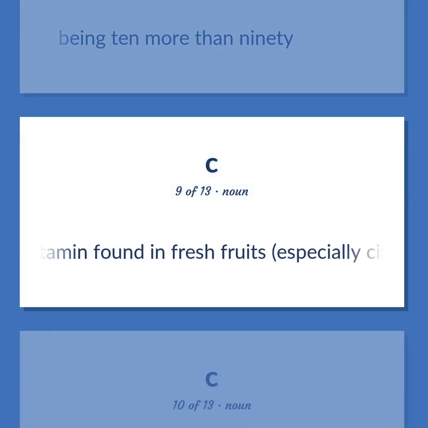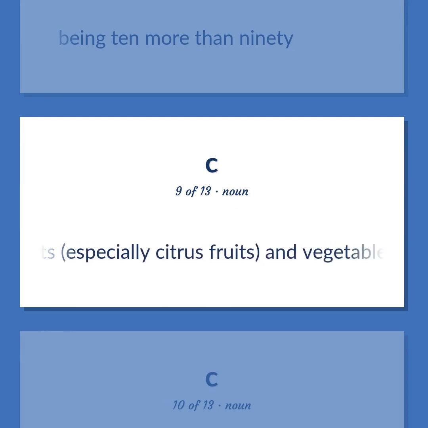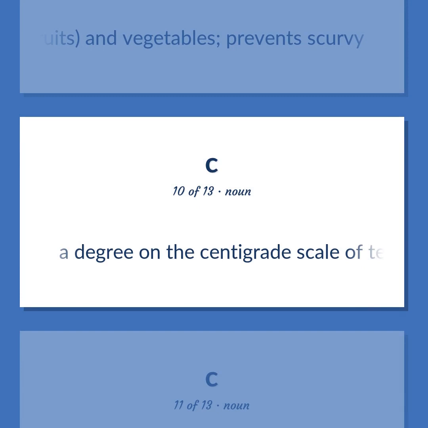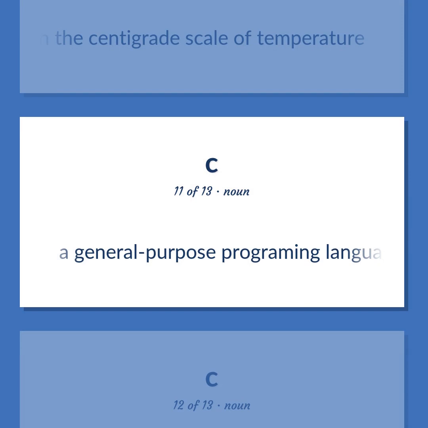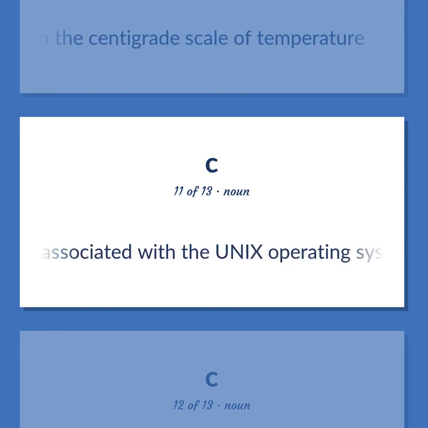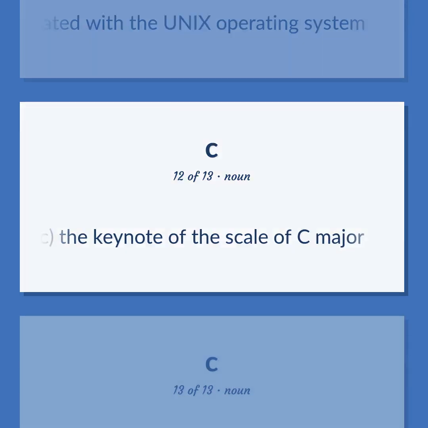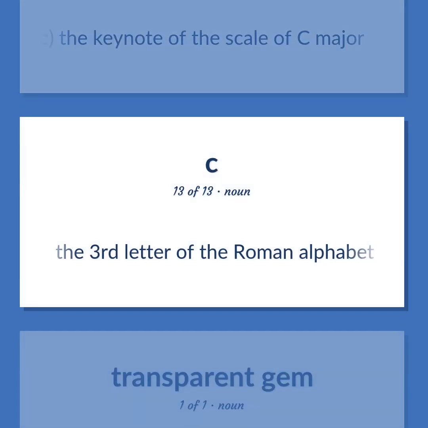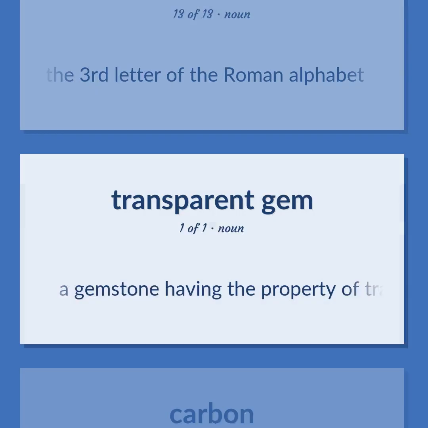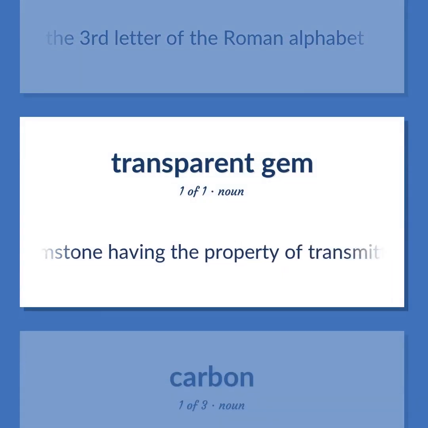A vitamin found in fresh fruits, especially citrus fruits and vegetables, prevents scurvy. A degree on the centigrade scale of temperature. A general-purpose programming language closely associated with the Unix operating system. Music. The keynote of the scale of C major. The third letter of the Roman alphabet. A gemstone having the property of transmitting light without serious diffusion.